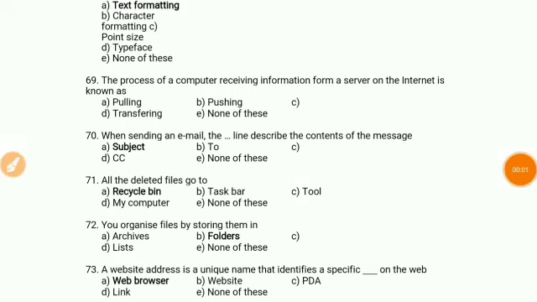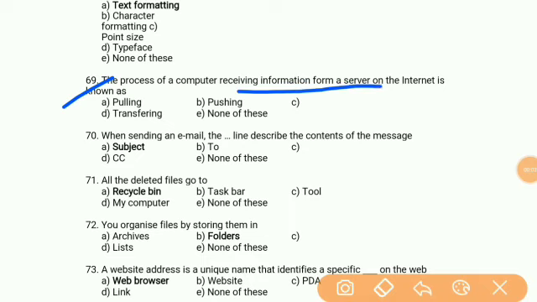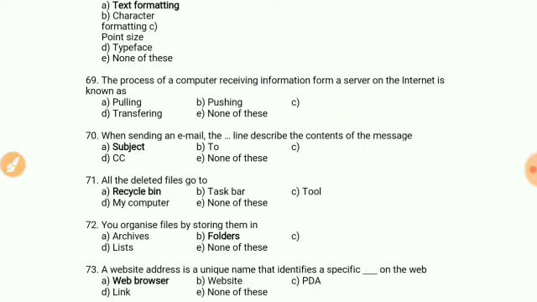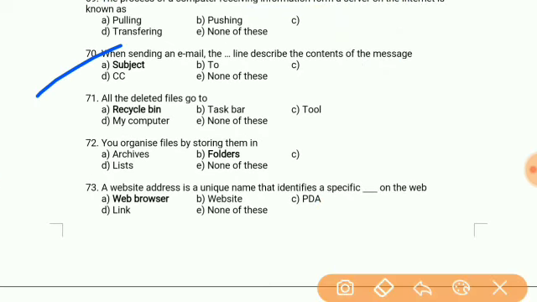So the process of a computer receiving information from a computer server on the internet is downloading. Then when sending an email, the dash line describes the contents of the message, that is the subject line. The subject line describes the content of the message you are sending. Then all the deleted files go to the recycle bin.